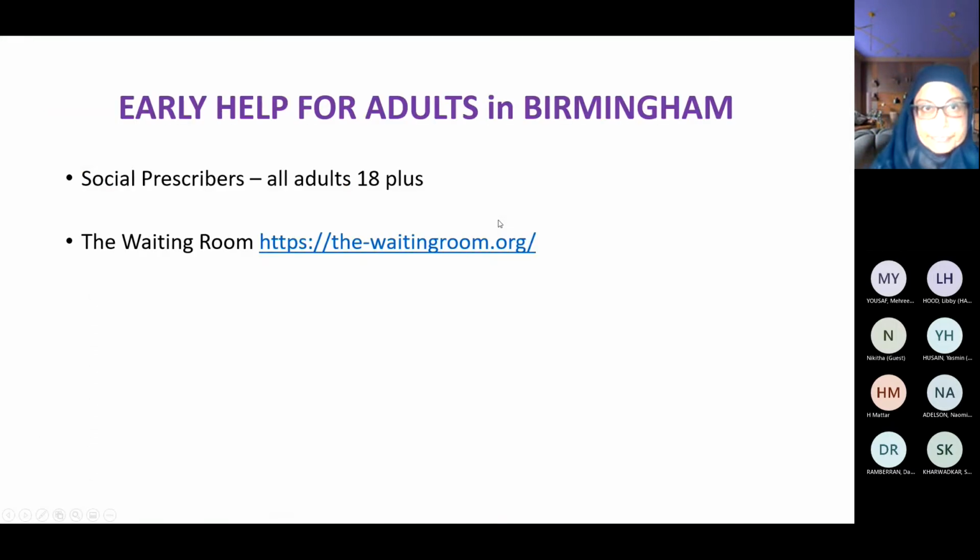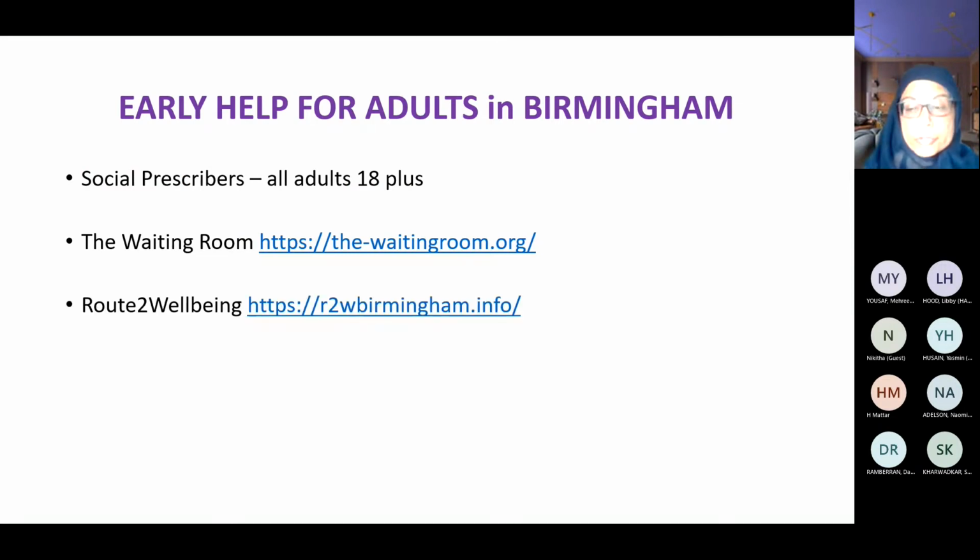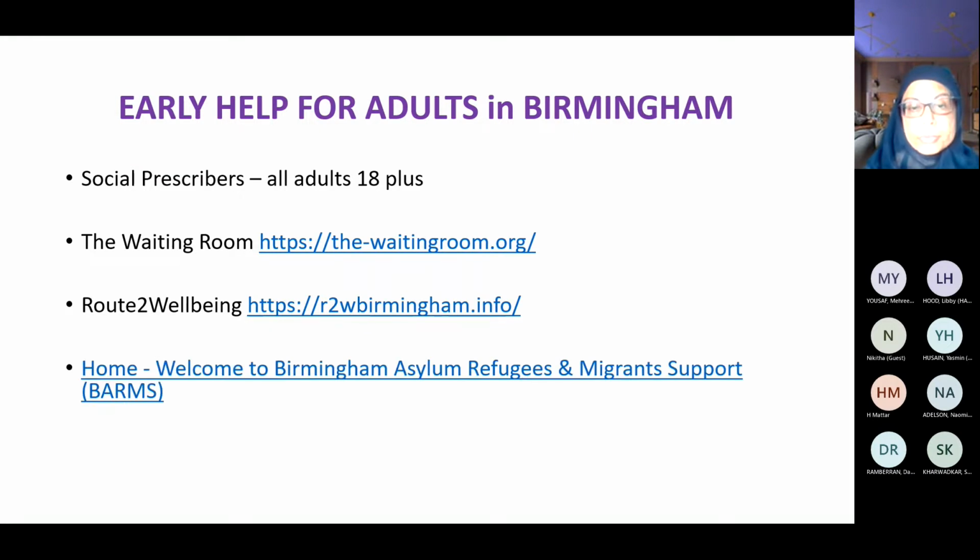Then same for Birmingham, some practices have social prescribers. We've got the waiting room. We've also got a few extra things. We've got the route to wellbeing. I'll tell you about that in a second. We've also got a special website to support asylum seekers and migrants. And we also have Birmingham Connect to Support.